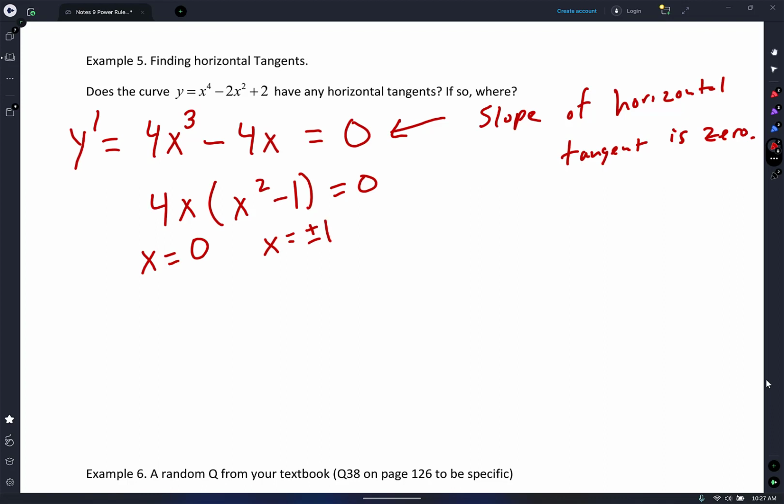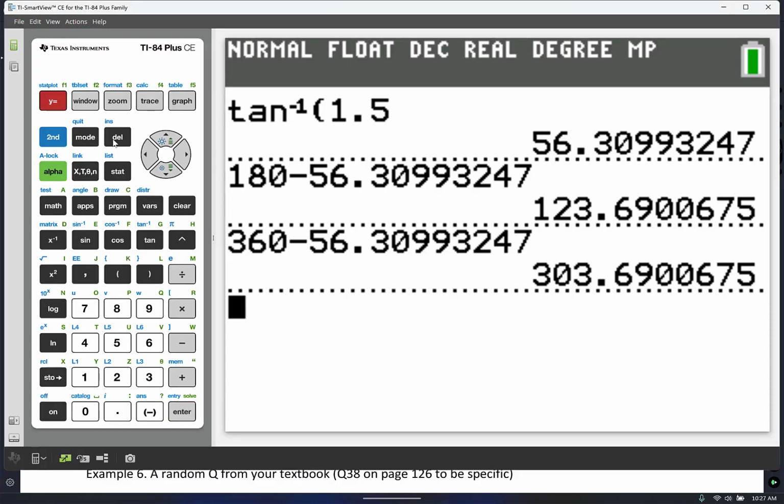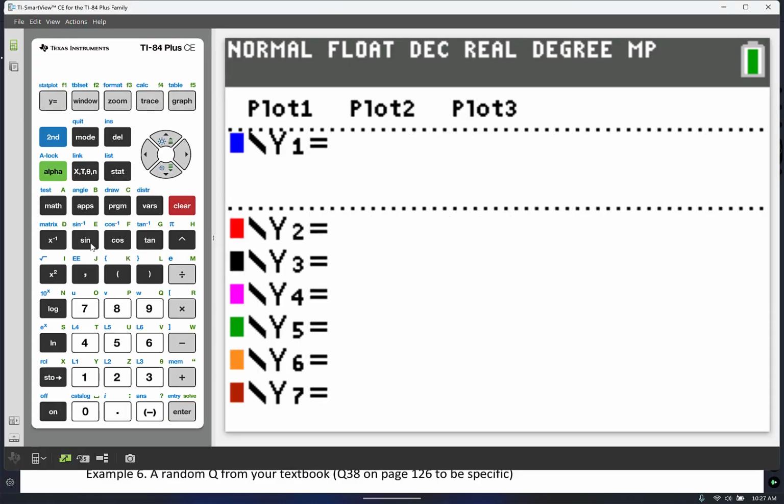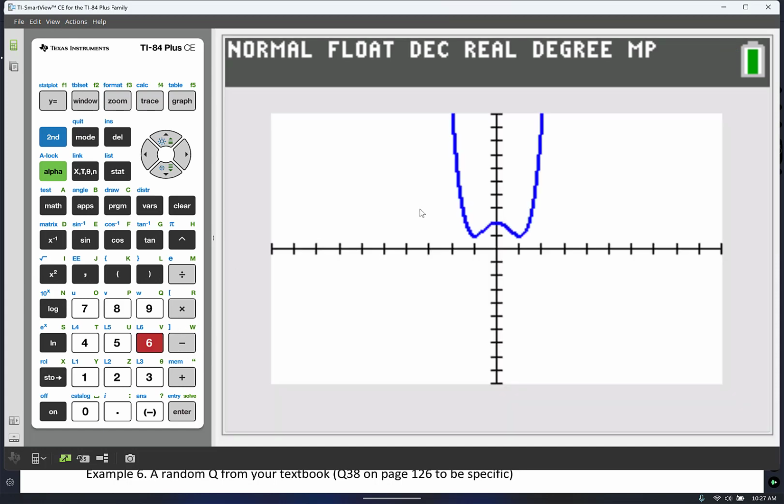I'm going to check if I really have tangents at those values. Chop, how do you check? I take my calculator out. Here's my little calculator, and I'm going to type in that equation. What was the original equation? X to the 4th minus 2x squared plus 2. I'll do a standard zoom, Zoom 6, and check. Yep, check it out. I definitely have a horizontal tangent at -1.